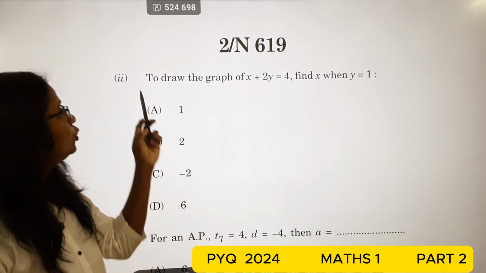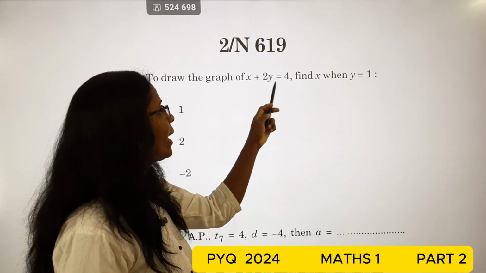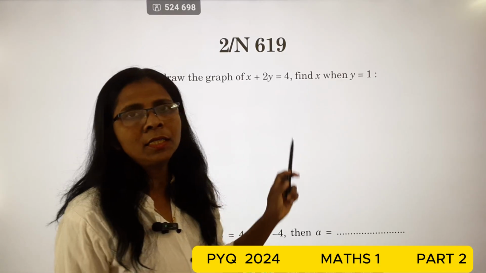Next example is to draw the graph of x plus 2y is equal to 4. Find x when y is equal to 1.